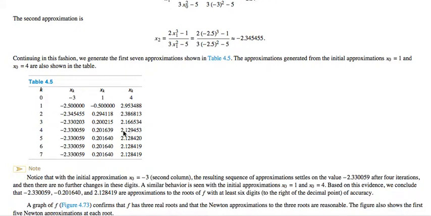2.166, 2.129, and then 2.128420, 2.128419, and then 2.128419. So you can see that after a maximum of 6 iterations, our starting points, while not perfect, negative 3, 1, and 4, converge to a value that is very close to the actual root.